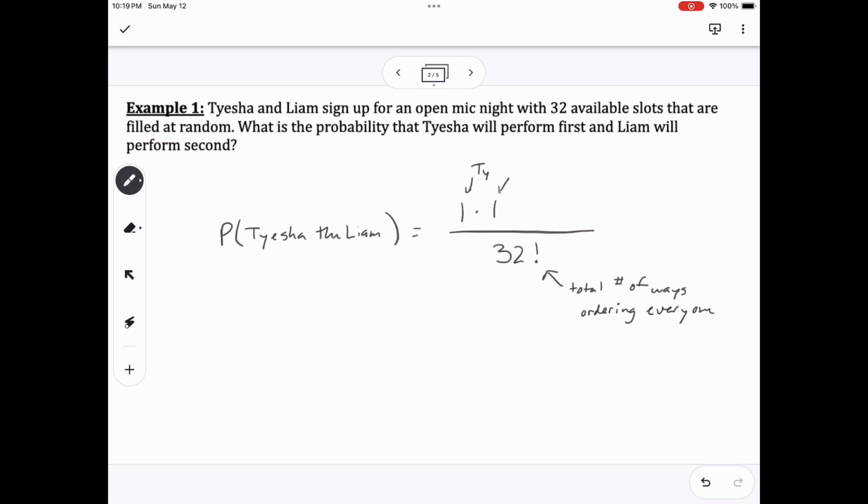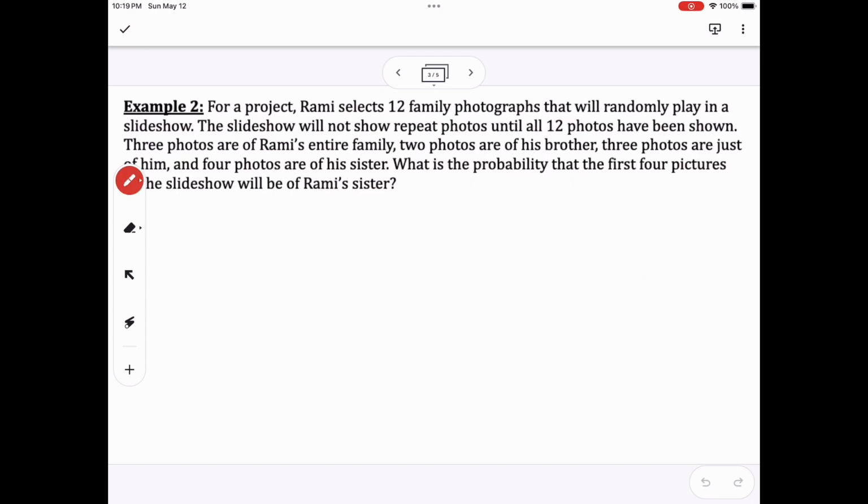For our purposes, Taisha and Liam need to go first and second. So there's one way of picking Taisha, there's one way of picking Liam, but then there's 30 factorial for everybody else. From here, I can do some simplifying so I don't have to do a bunch of number crunching. 32 factorial, you can rewrite as 32 times 31 times 30 factorial. Then the 30 factorial on the top and the bottom cancel each other out, leaving you with 1 times 1, which is 1 on the top, and then 32 times 31 on the bottom, which I believe is 992. So our probability is 1 out of 992.